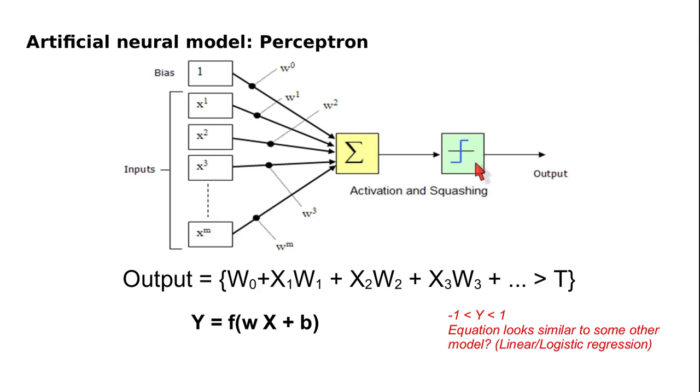So in effect, what the squashing function does is, if this weighted sum is greater than a certain threshold, then the output would be equal to 1. If this weighted sum is less than the threshold, then the output would be equal to 0 or -1.